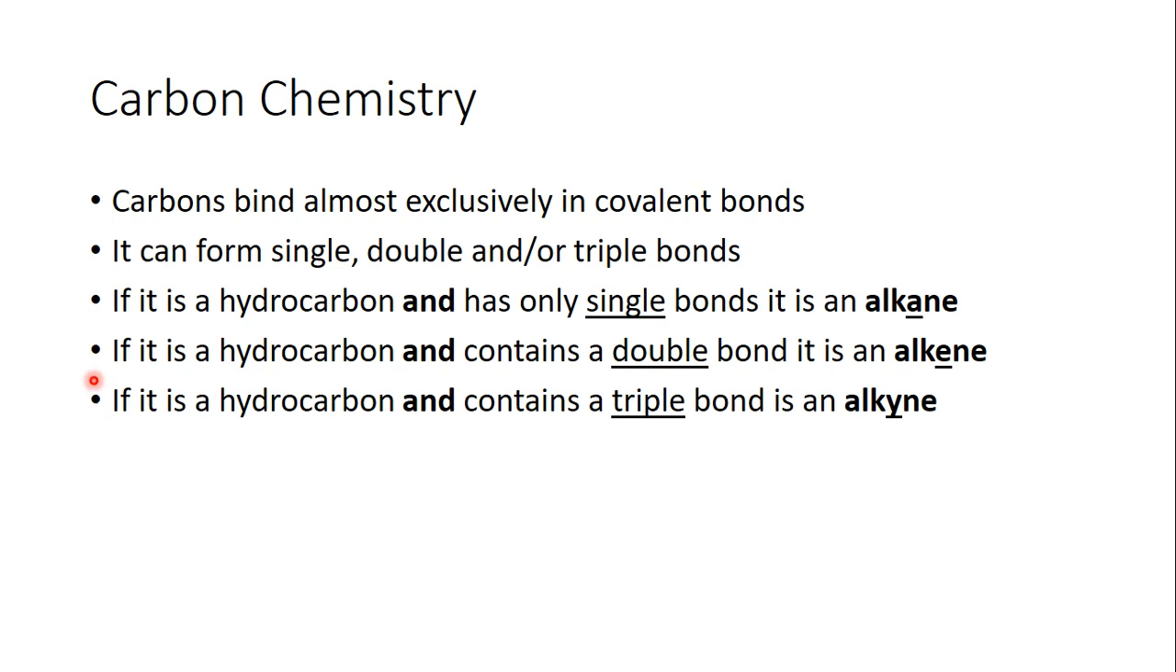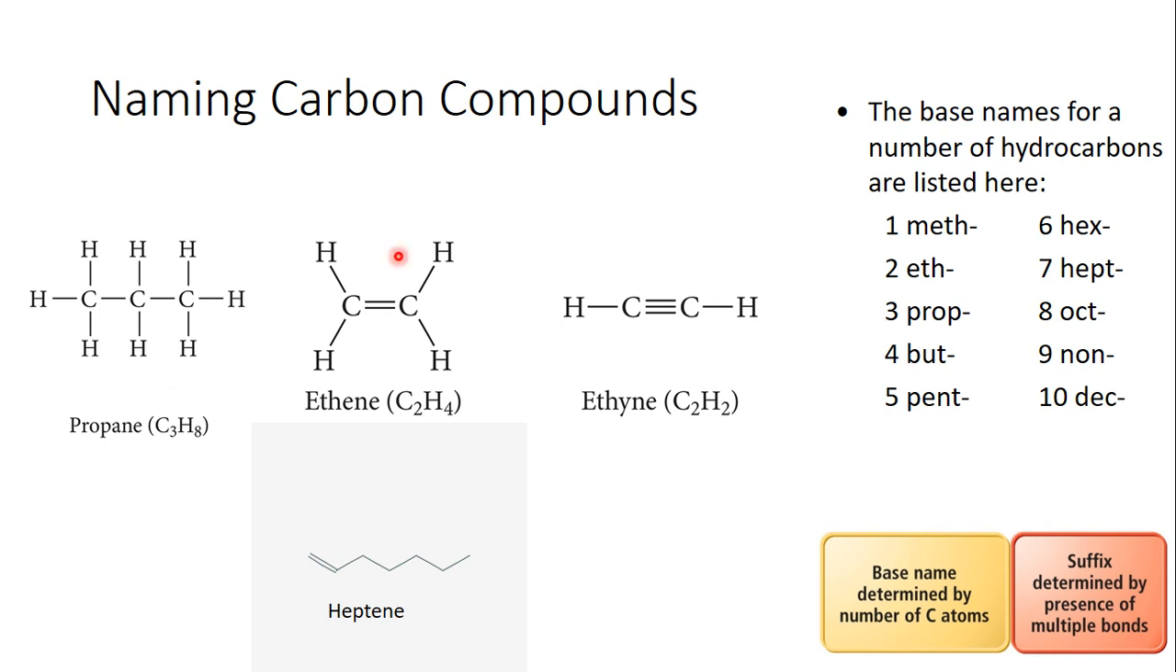Now for carbon chemistry, carbons will almost never form ionic bonds. They are usually always in covalent bonds, and they can form single, double, or triple bonds. By the type of bonds it has, and if it's a hydrocarbon, we name these compounds a special way. If it's a hydrocarbon and only has single bonds, we call it an alkane. If it contains even 1 double bond, we call it an alkene. And if it contains at least 1 triple bond, we call it an alkyne. If it contains both a triple and a double bond, usually the triple will always take precedence when we name it.